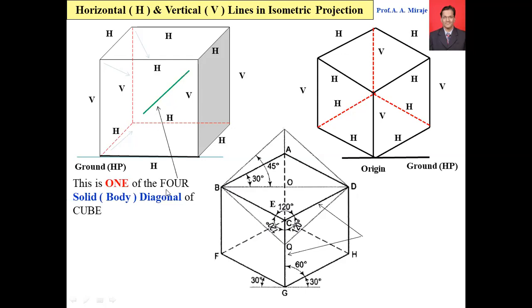This is one of the 4 solid diagonals of the cube. What are the other 3? There is one from this point to this point. This point is on the back side, this point is on the front side. If I join this, there is one solid diagonal. This point is on the front, this point is on the back side. If I join this point with this point, another solid diagonal. Similarly, this point is on the front and this point is on the back side. If I join these, that is another solid diagonal. So there are 4 solid diagonals. One is from this to this, shown in green color. Second is from this to this. Third is from this to this, and the fourth is from this to this. So 4 diagonals are there.